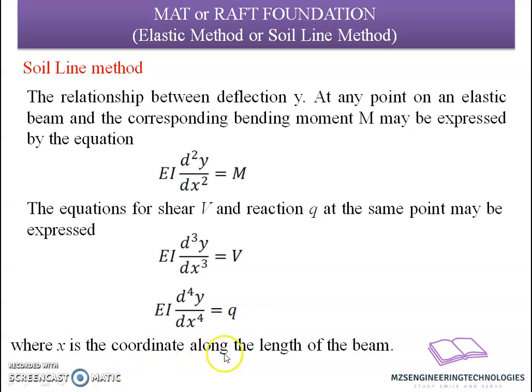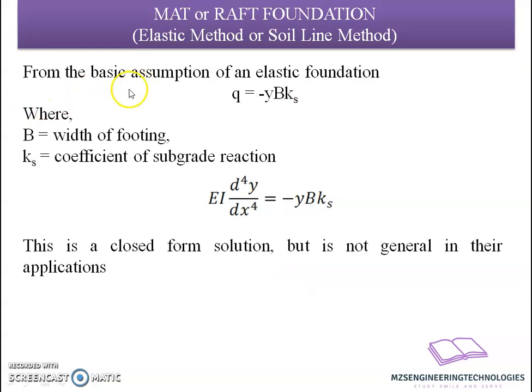So where x is the coordinate along the length of the beam, and y is the coordinate in the y direction, generally taken along the thickness of the member. So from this basic assumption of an elastic foundation, let us say q is equal to minus y b into ks. What is the meaning of minus y here?